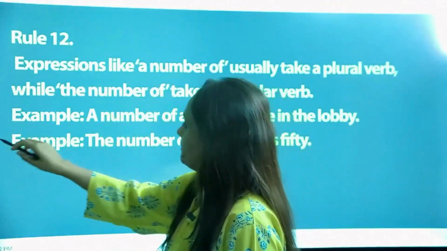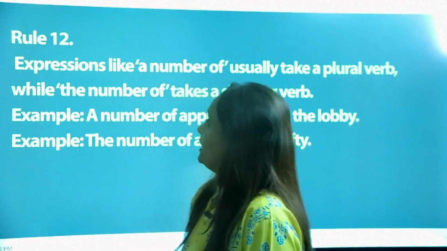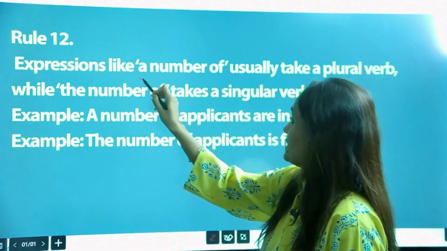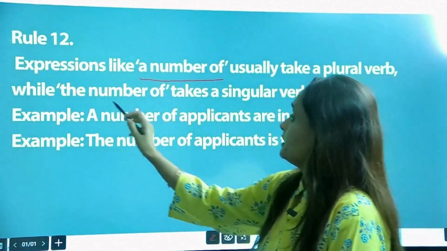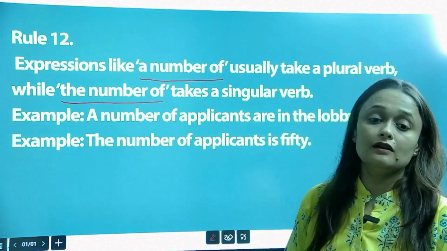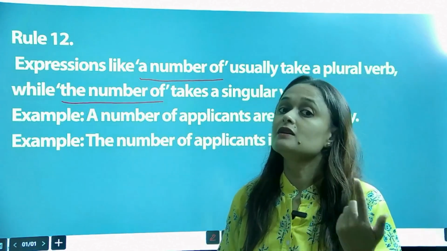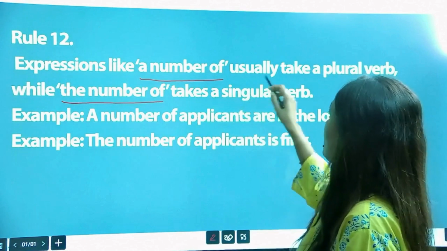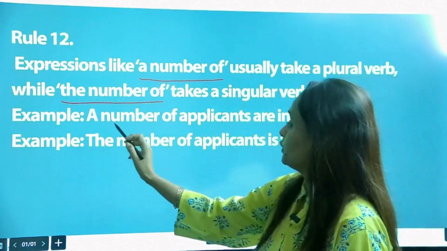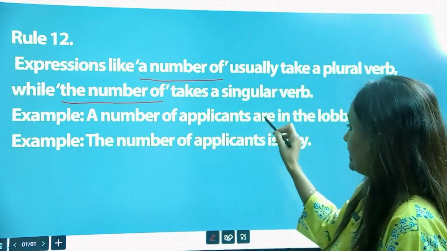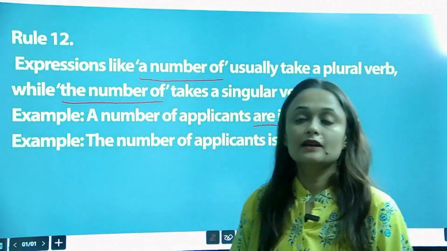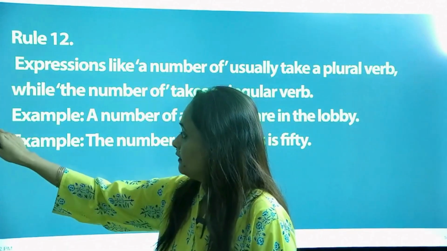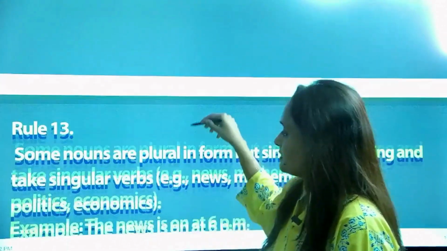Let's come to rule number 12 now. Expressions like "a number of" usually take a plural verb, while "the number of" takes a singular verb. A number of usually takes a plural verb. A number of applicants are in the lobby. Now, the number of applicants is 50. Again, this is an important rule.